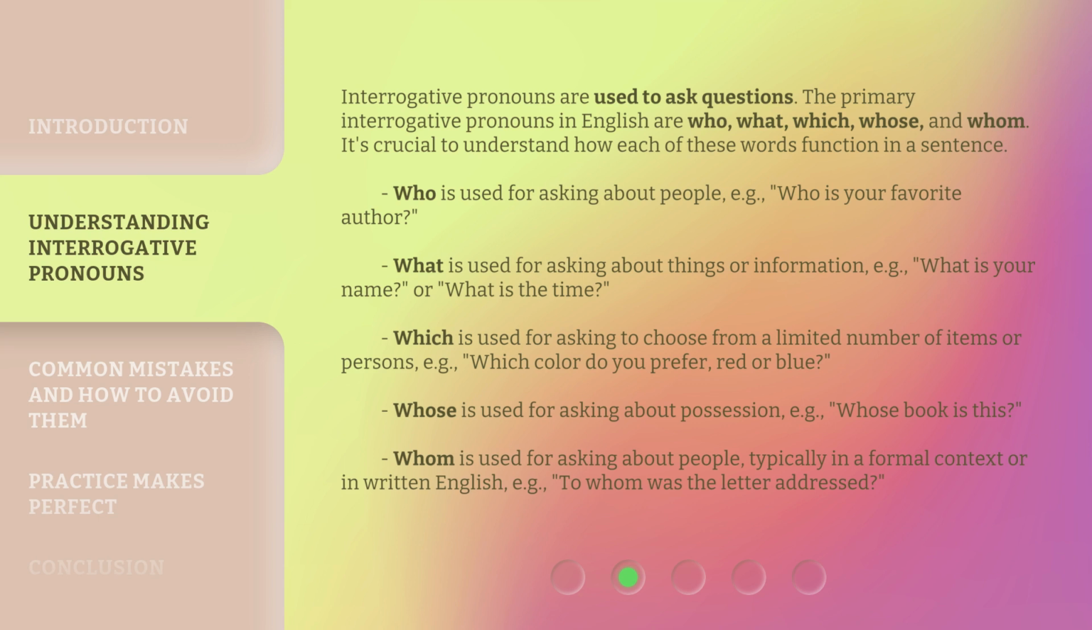Who is used for asking about people, e.g., who is your favorite author? What is used for asking about things or information, e.g., what is your name? Or, what is the time? Which is used for asking to choose from a limited number of items or persons, e.g., which color do you prefer, red or blue? Whose is used for asking about possession, e.g., whose book is this?